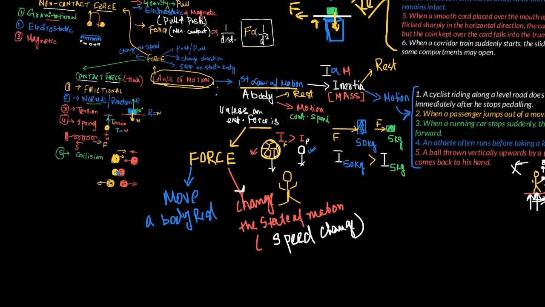So a force can either move a stationary body or move a body at rest. You can start moving a body at rest, like you have seen in inertia of rest. If you put an external force, you can do that. Or it can change the state of motion. If someone is moving, I can increase the speed or decrease the speed. That's the role of an external force in the first law of motion. So this concludes your first law of motion, and next we would be doing the second law of motion.